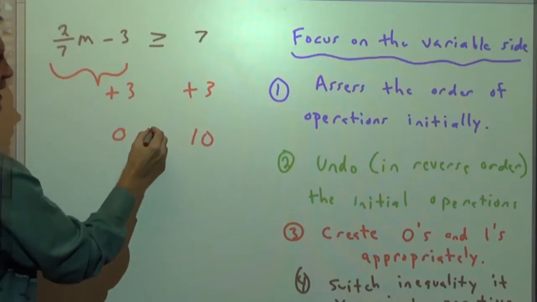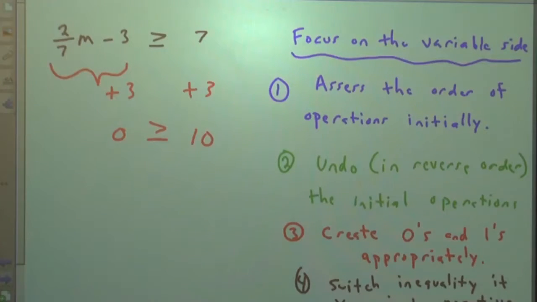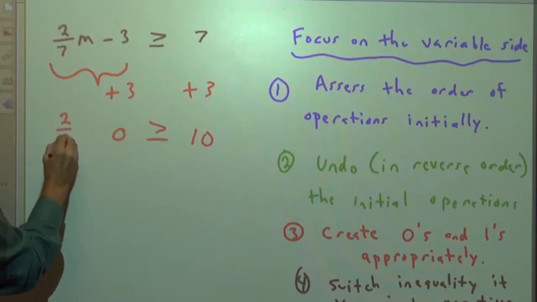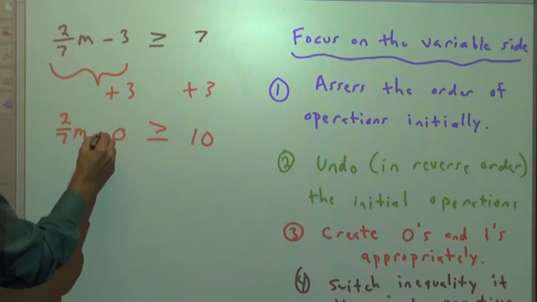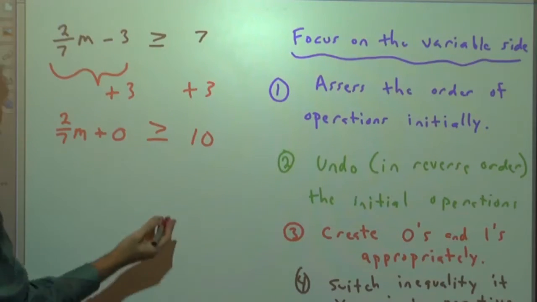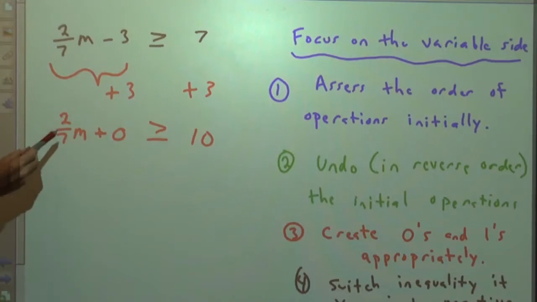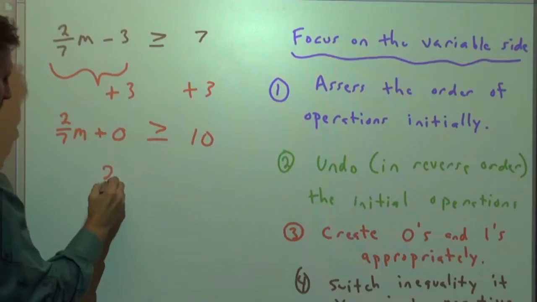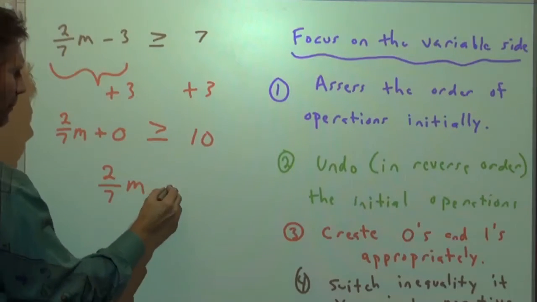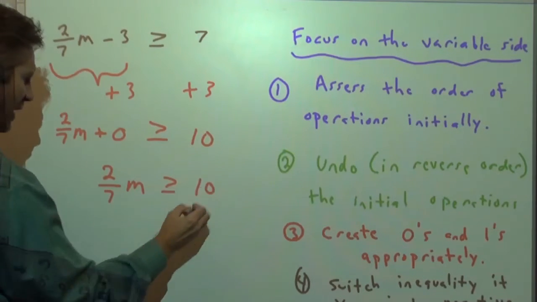So we're going to get 10 here. We've still got the greater than or equal to sign, the at least sign. And over here, we have 2/7 m minus 0 or plus 0, either way you want to look at it. But that's good. The 0 doesn't affect things. So we're just left with 2/7 m is greater than or equal to 10.